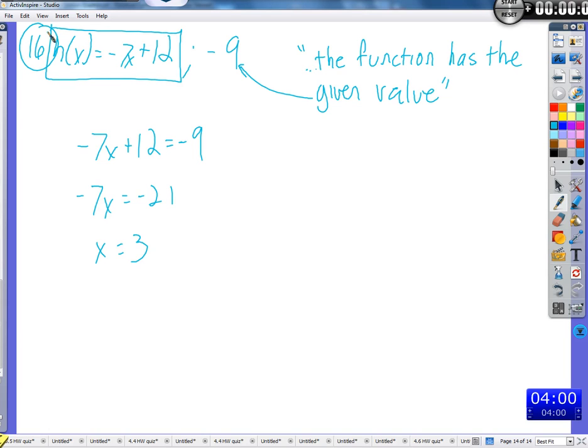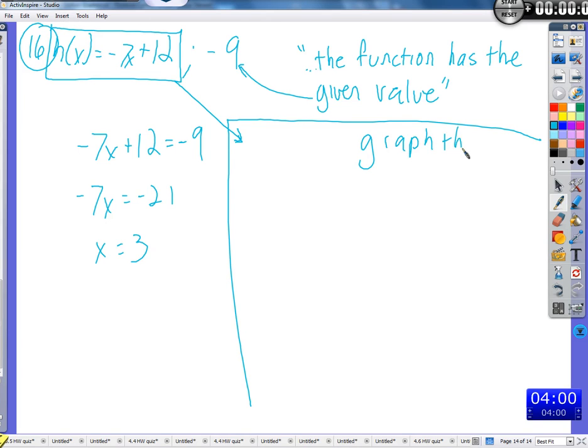Concentrate on that function, just like forget everything else except for that function. That's it, right there. h of x equals negative 7x plus 12. Should I make a new problem? Okay. So bring that down over here. That's the only part that we're going to use. What we're going to do is graph it. Graph the function.